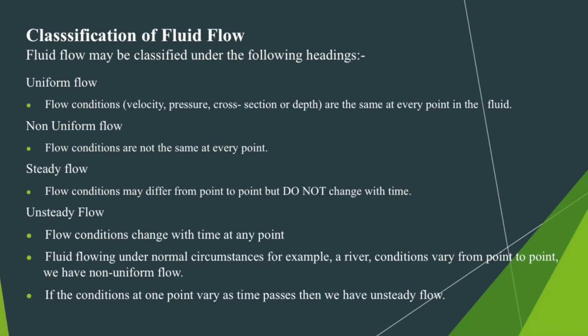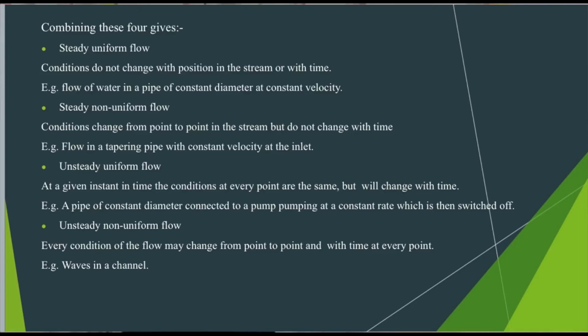I'm here to present about the classification of fluid flow. Fluid flow may be classified under the following headings. First, uniform flow: flow conditions are the same at every point. Second, non-uniform flow: flow conditions are not the same at every point. Third, steady flow: flow conditions may be different but do not change with time. Fourth, unsteady flow: flow conditions change with time at any point. Combining these four gives steady uniform flow, steady non-uniform flow, unsteady uniform flow, and lastly unsteady non-uniform flow.